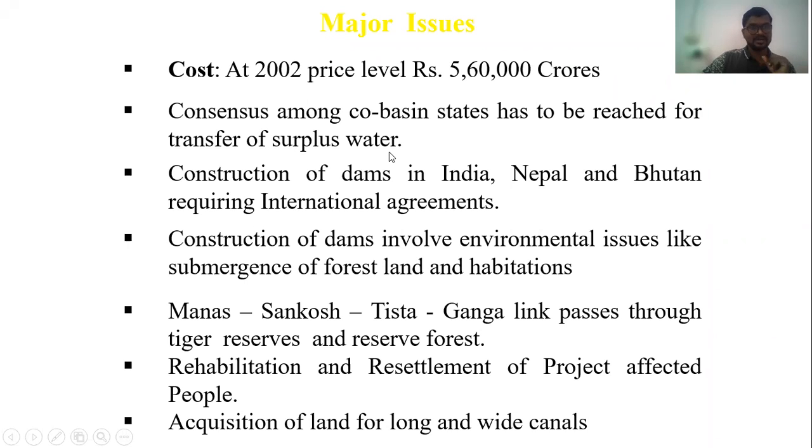Then agreement among the co-basin states has to be reached for the transfer of surplus water. एक राज्य दुसऱ्या राज्याला पाणी देत नाहीये, हे आपल्याकडची अडचण आहे. मग ते ट्रान्सफर, that should get resolved. That is the issue. Construction of dams in India, Nepal and Bhutan requires international agreements. म्हणजे जर का आपण ब्रह्मपुत्रा नदीवरती बघितलं तर that runs from Nepal, Bhutan and also India. If they construct dams, then we will not get the water. So for that, we need to have an agreement from the international bodies.